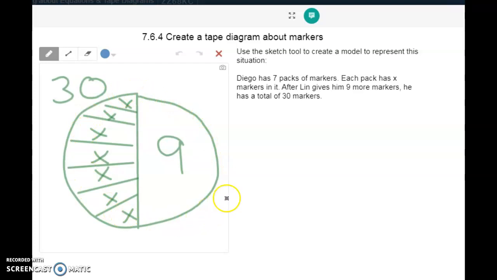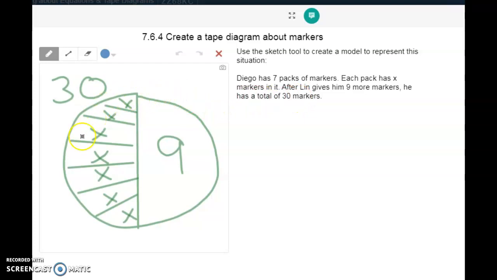Does this model represent the situation? Diego has 7 packs of markers. Each pack has X markers in it. After Lynn gives him 9 more markers, he has a total of 30 markers. So Diego has 7 packs of markers. It looks like there are 7 X's right here. Each pack has X markers in it. There we go. After Lynn gives him 9 more markers, we have 9 more markers right here. And then they're saying that there's a total of 30 markers.